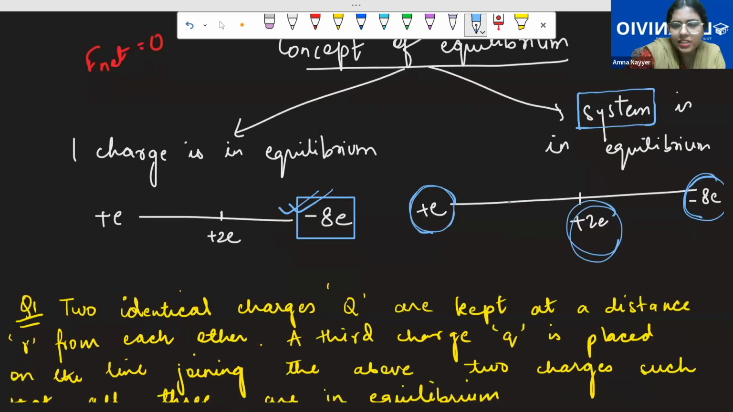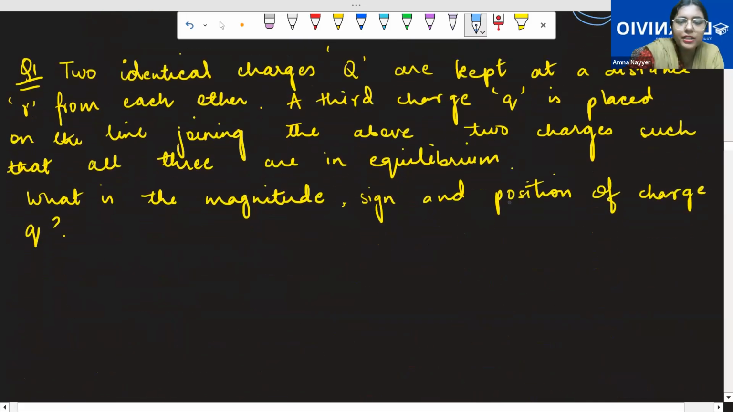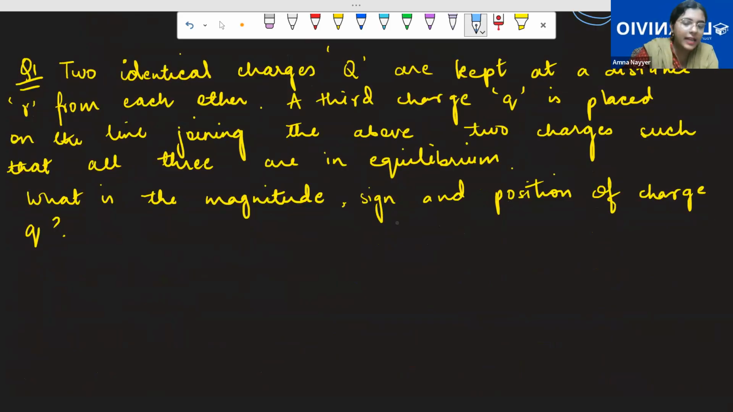So solving one charge is very easy. I'll directly take up a question where the system is used. Now see, please understand this question properly, and if there's any difficulty with it, stop me in between and let me know whatever doubts you have.